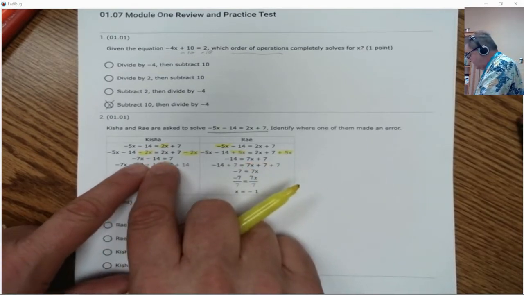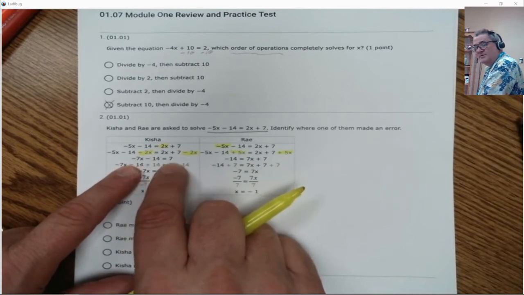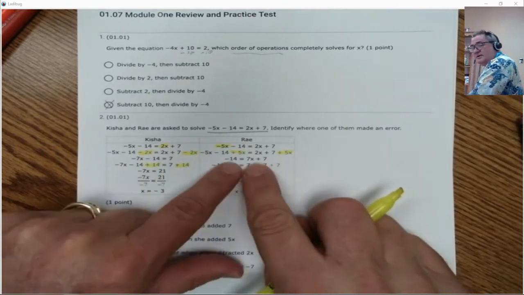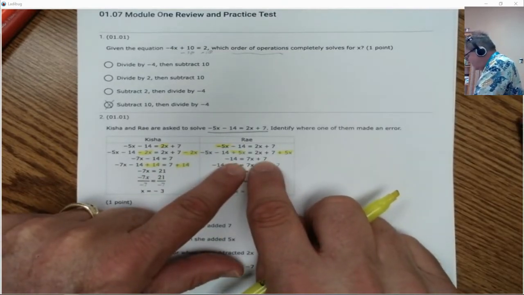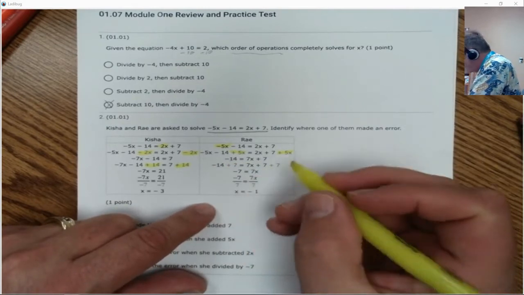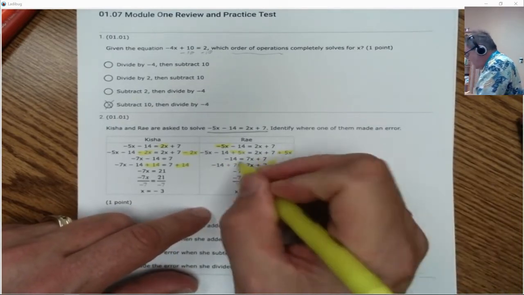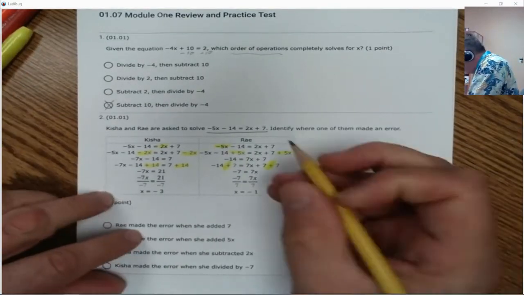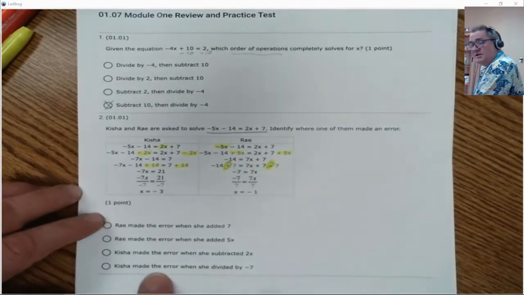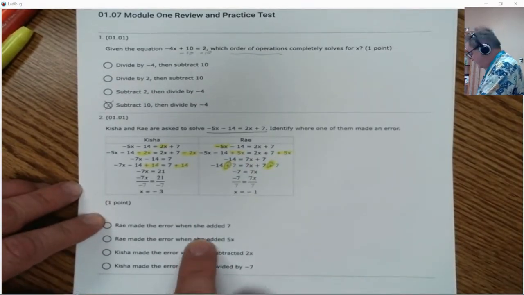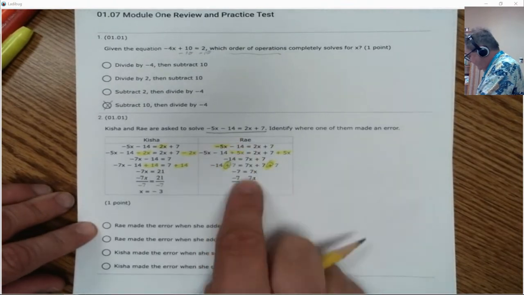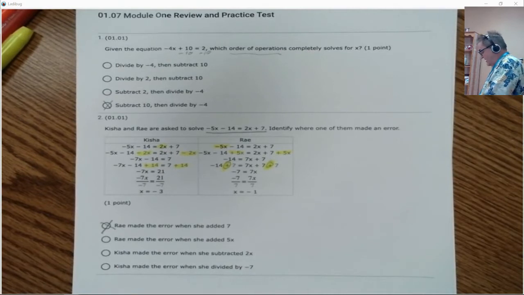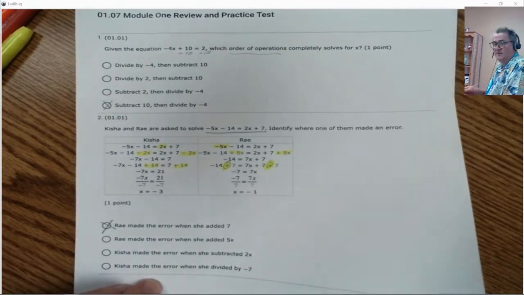Then with the first one, you just need to move the 14 to the other side, so add 14. That looks good. On the other one, you need to move that 7 to the other side, right? So you need to, oh, looky there. If you have a plus 7, you got to subtract 7 from each side. There's our mistake right there. Ray made the error when she added 7. She should have subtracted. So there was the error we were looking for.